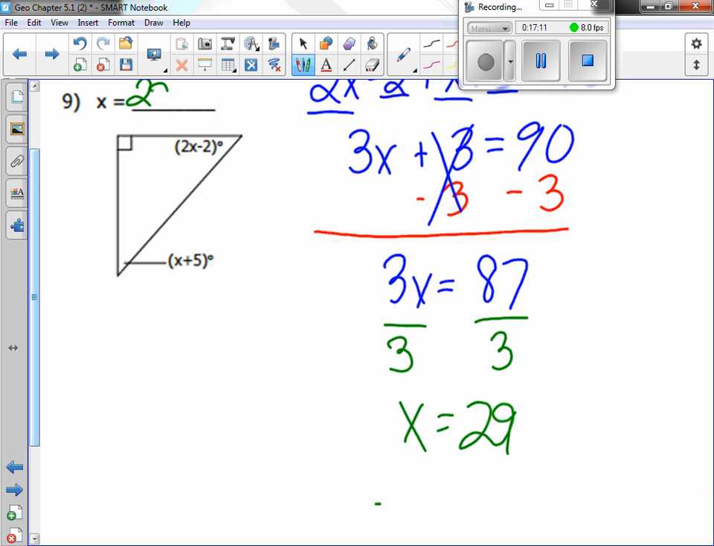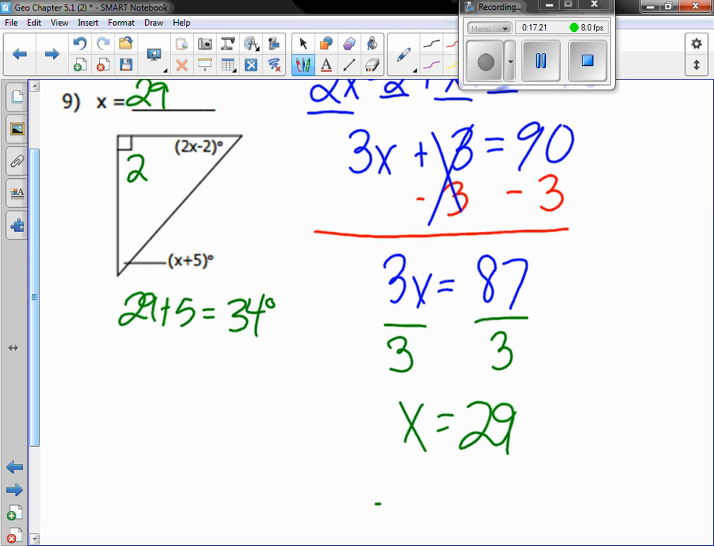And again, that's all this asks for. But we could plug it back in and do 29 plus 5, which would give us 34 degrees for this angle. Or 2 times 29 minus 2, 58 minus 2, 56. Questions on this here? Any questions on any of this so far? How do we feel about triangles so far? We kind of like triangles so far? Yes?